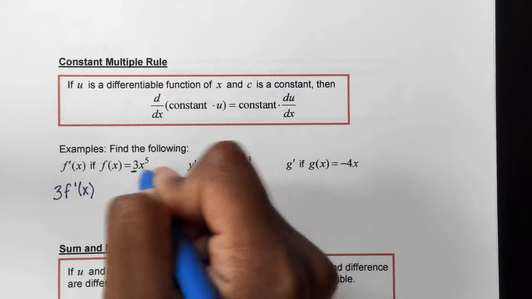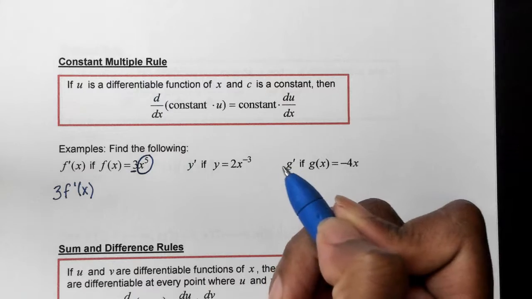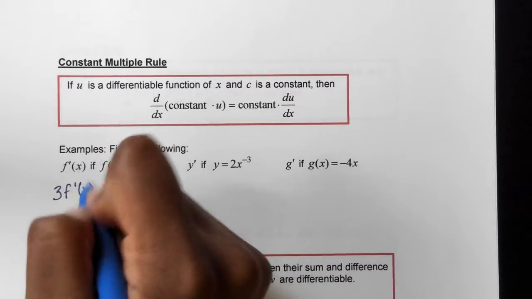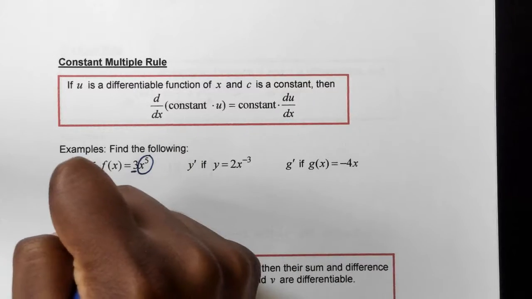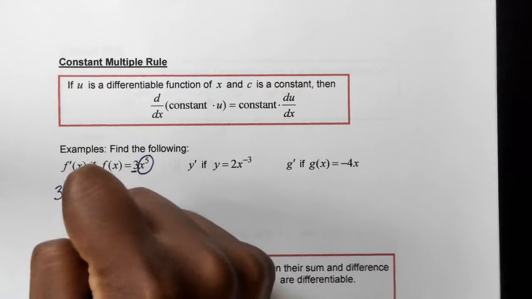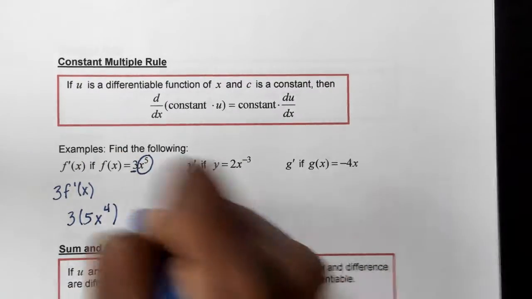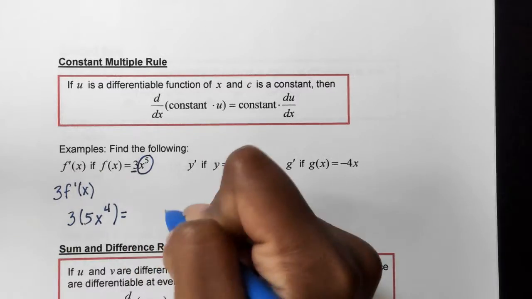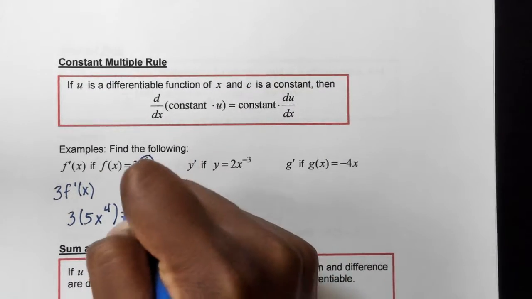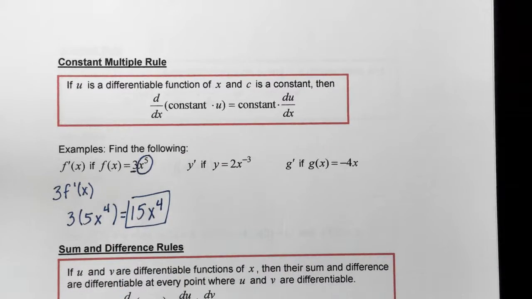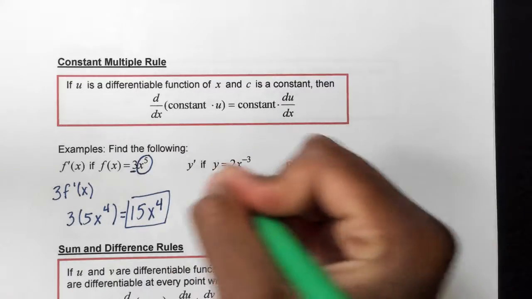Okay, so then we know how to find the derivative of x to the fifth, right? So the derivative of x to the fifth we know is going to be bring down the 5, take the x, subtract 1 from the exponent. So then f prime of x is going to be 15x to the fourth. Right, and we'll just continue to do the same thing for these other examples.